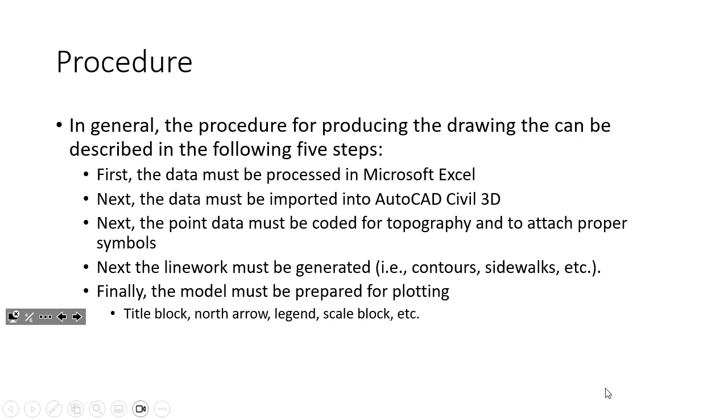The contours, there's a process where you basically create a query of all the points, the sidewalks and the topos, and generate, and it just does it. But the sidewalk you need to draw, okay? And then finally, you need to prepare the model for plotting. And I've included some additional detail on how to do that in Paperspace. Does everybody know what I'm talking about when I say Paperspace in AutoCAD?